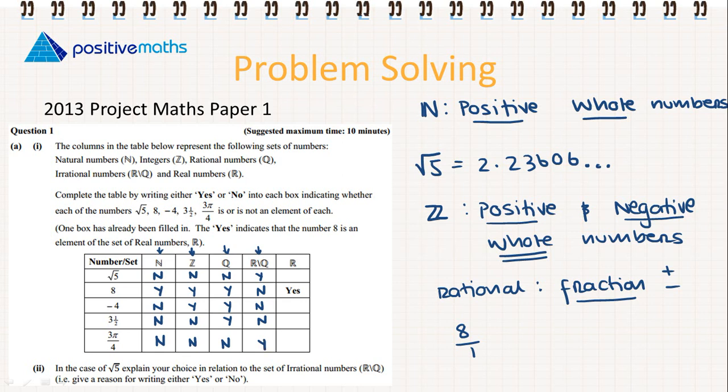Okay, and then our last column, real numbers. This is the set of all numbers, so it's all positive or negative numbers. Then we can put in yes for every single one of these. So every number is a real number.